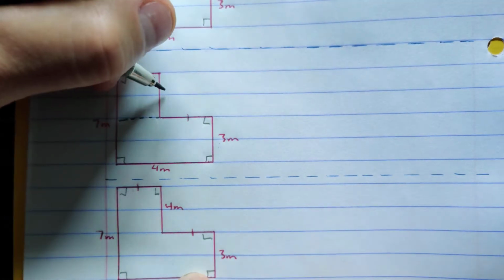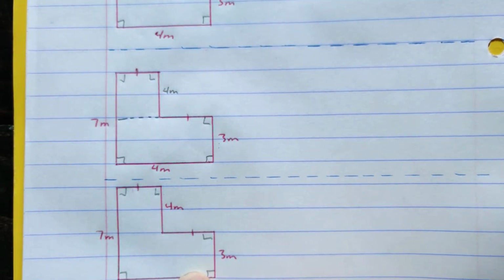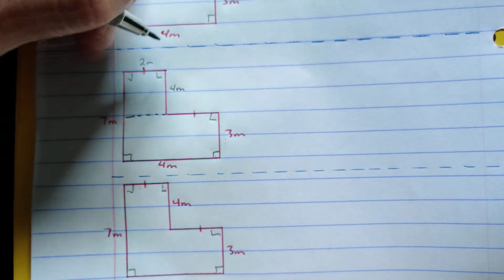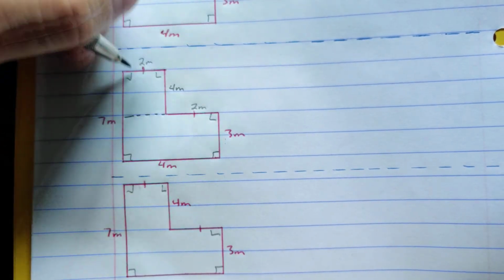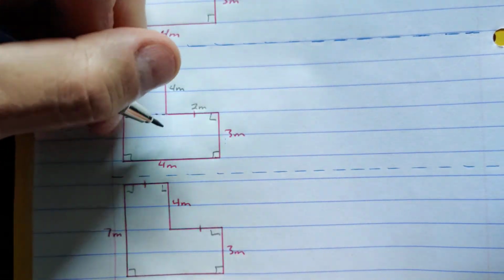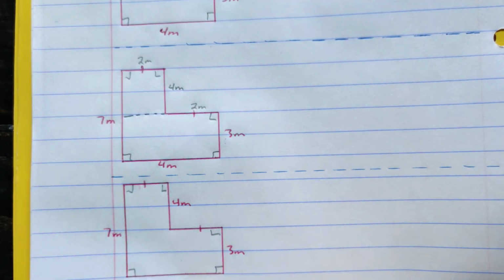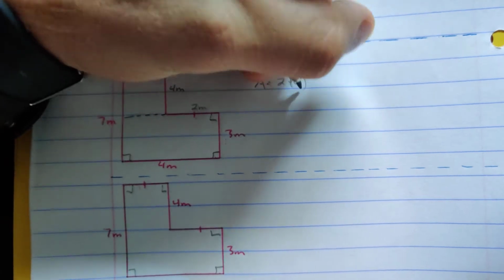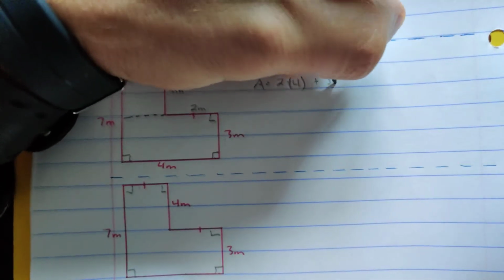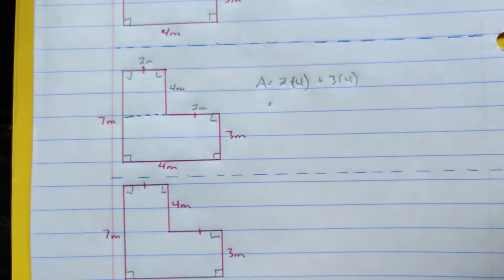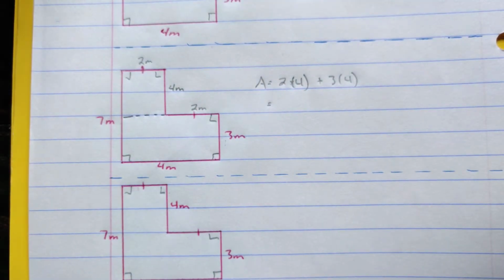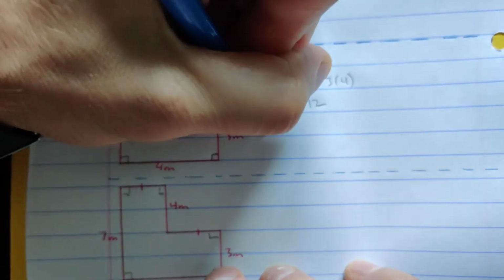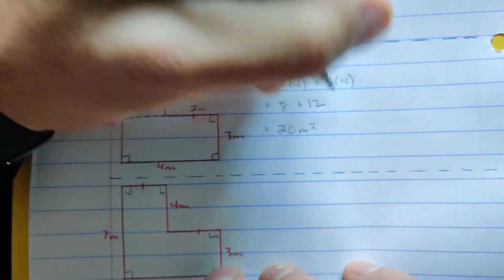Again, I missed putting that 4 meters down, but that should be 4 meters there, just like the previous one. So we have a rectangle here. We figured out these were 2. So we got a 2 by 4 rectangle right here. We got a 3 by 4 rectangle right here. We'll add them up. 2 times 4 plus 3 times 4. And 2 times 4 is going to give us 8, plus 3 times 4, which is 12. Add those up, we get 20 meters squared.